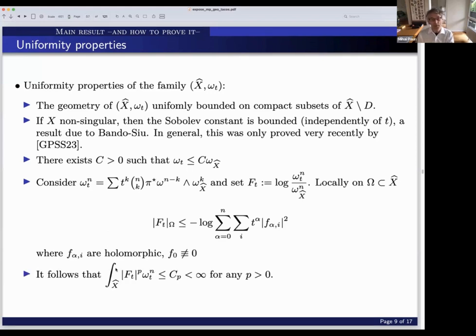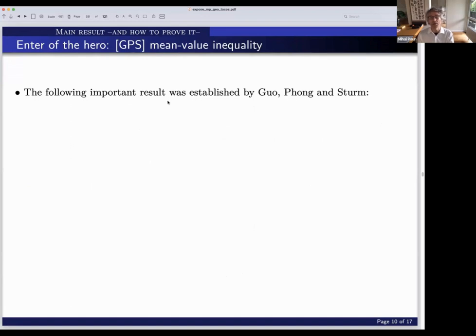And then it follows that the p-th power of this function times the volume, so times the metric omega t to the n itself, is bounded, and this is true for any p positive. Okay, so this omega t has zeros, but nevertheless it's not too bad, right? So we have this property here, which will come into the picture now.